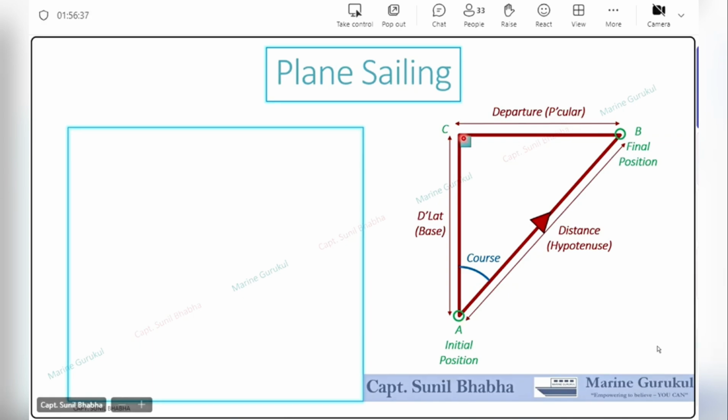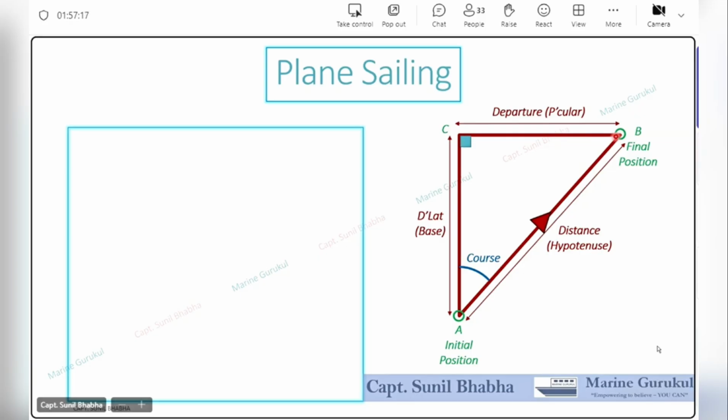Now in this triangle, we have the right angle at point Charlie. And the side opposite to the right angle is the hypotenuse. So distance becomes our hypotenuse. And considering the course angle, the side Alpha to Charlie becomes the base as it is connected with the angle, which is the course. And the side Bravo to Charlie, which is not connected with the course at all, becomes the perpendicular. So we have a right angle triangle. All the three sides are identified: hypotenuse, base as well as perpendicular.